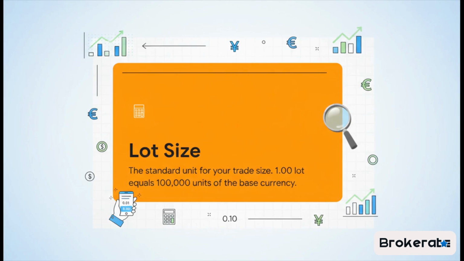First up is lot size, which we mentioned a minute ago. It's just the standard way of measuring how big your trade is. Now, a full lot is pretty big, yeah, but you can trade in tiny fractions of that, like 0.10 lots or even 0.01 lots. And using these smaller sizes is absolutely critical for managing your risk.